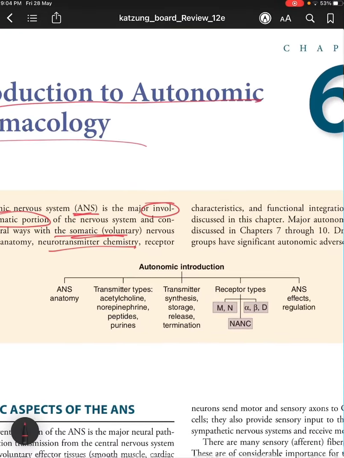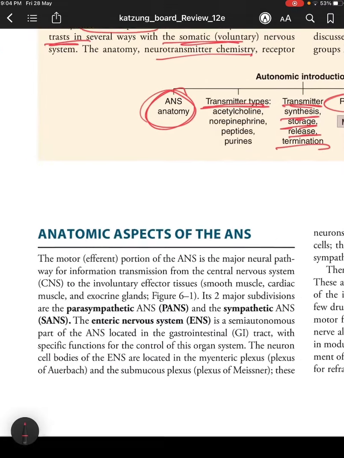Okay, so coming to the basic introduction, we'll discuss the basic anatomy of the ANS, the types of neurotransmitters, the transmitter synthesis, storage, release, and termination, the types of various receptors found in the ANS, and also the effects and regulation of the drugs which act on the ANS.